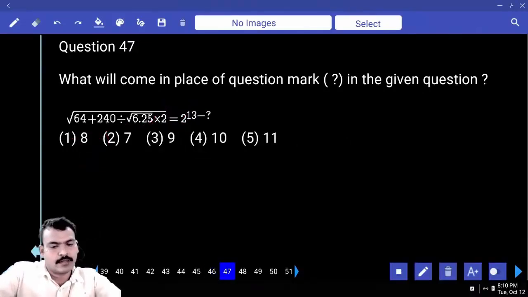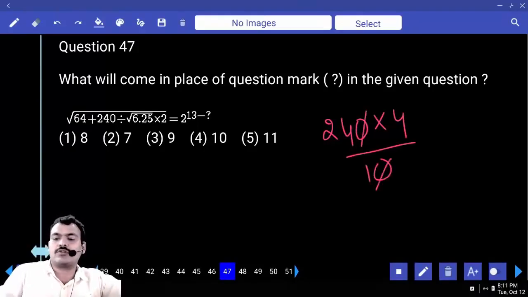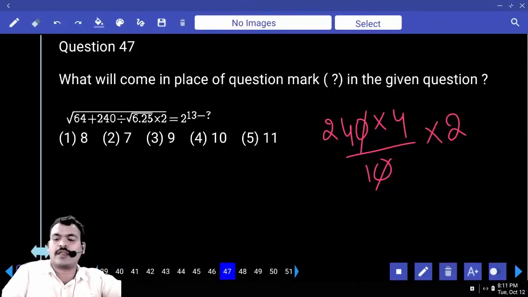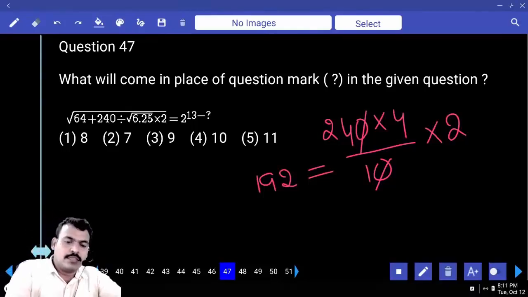Next, 47. First priority, under root of 6.25. Under root of 6.25 means we return how much value? 2.5. It will be 240 by 2.5. 2.5 is nothing but 10 by 4. It will be 240 by 10 by 4, but I return 240 times 4 by 10. The 0s get cancelled. 24 times 4 is 96. Times 2 means we are getting how much value? 192. What is double 96? 192.